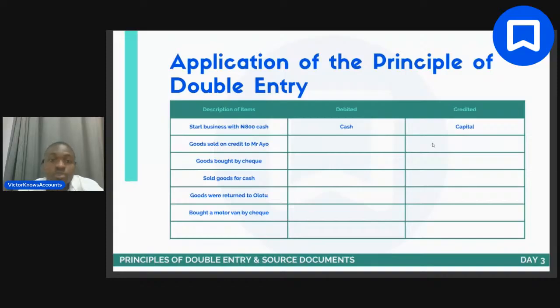That's the same thing. Now, goods sold on credit to Mr. Ayo. Now, who is the giver and who is the receiver? Don't forget we are debiting the receiver and crediting the giver. Now, there are two parties to this transaction. We say the business is selling goods to Mr. Ayo. Mr. Ayo is receiving goods, right?